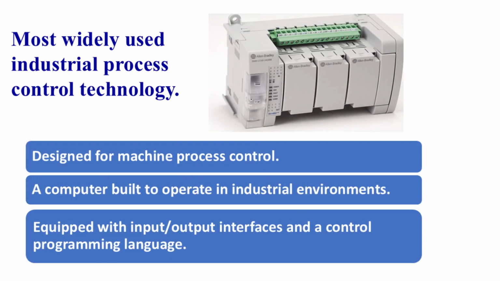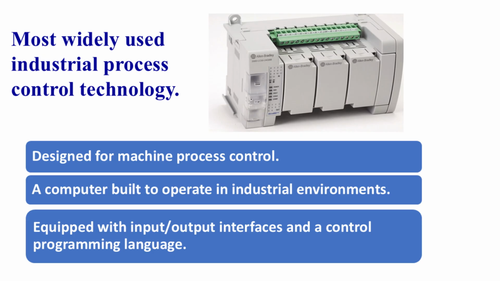PLCs are the most widely used industrial process control technology in the world today. Whether it's an assembly line, a packaging system, or a water treatment plant, chances are a PLC is running the show. A PLC's primary job is to control machines and processes. Think of it as the decision maker that responds to sensors and tells motors, valves, or lights what to do. Instead of a human constantly monitoring, the PLC executes the logic automatically, 24/7.